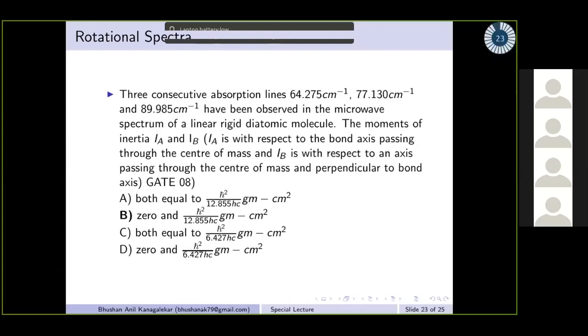Then we go to the last question, which I am solving for the day. I have consumed some 40 minutes, less than 40 minutes. So let us go to the question. It says that 3 consecutive absorption lines, the wave numbers of these lines are given, have been observed in the microwave spectrum of the linear rigid diatomic molecule.